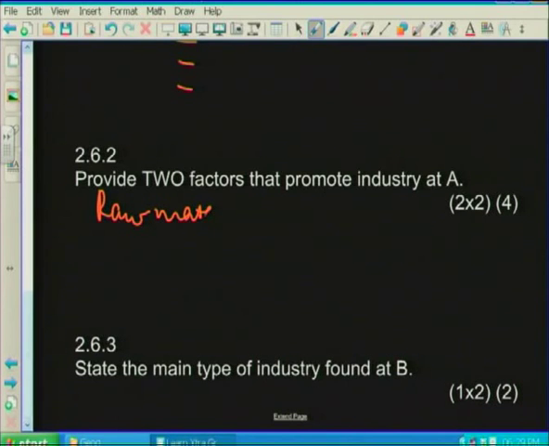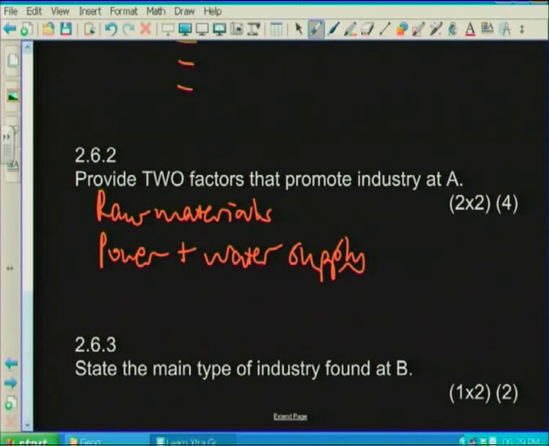Then provide 2 factors that promote this industry. What do you need to have those industrial areas? You need things like raw materials, 2 marks. You need things like a good supply of power and water. Water is very important for factories and industries. You need unskilled labor, so you must talk about labor here, people that are going to work in these factories or these mines or these industrial plants.